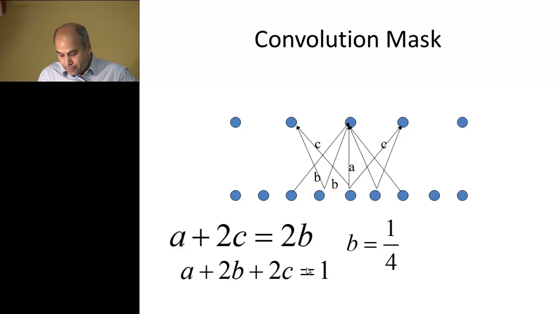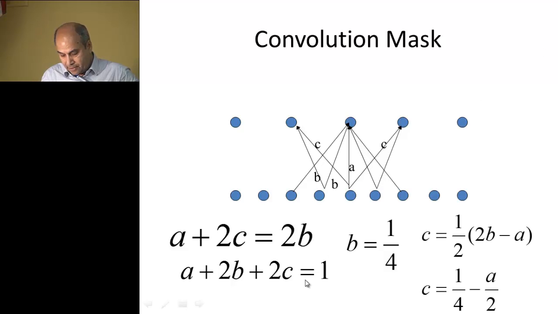Now if we know that, then we can find the value of C from one of these equations. C is given by 2B minus A from this equation. If we find the value of C, we take 2B, bring in A from here, and divide by 2. So C will become half of 2B minus A, and we just found out B is equal to 1 upon 4. Therefore C will become 1 upon 4 minus A upon 2. So this tells you B has to be 1 upon 4, and if we know the value of B, then the value of C depends on A.